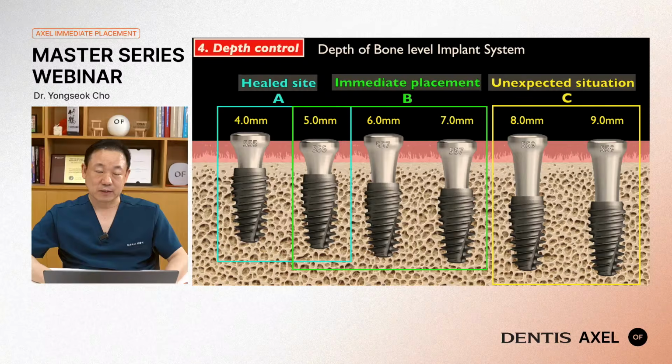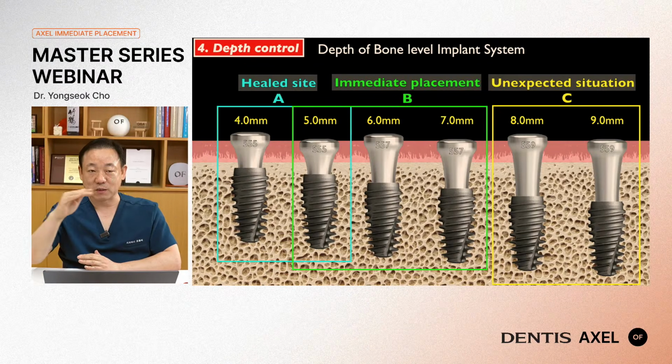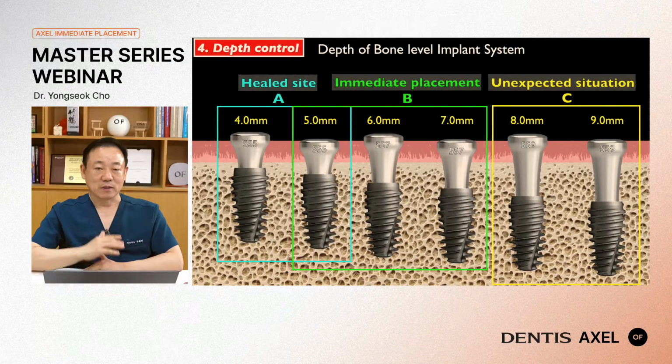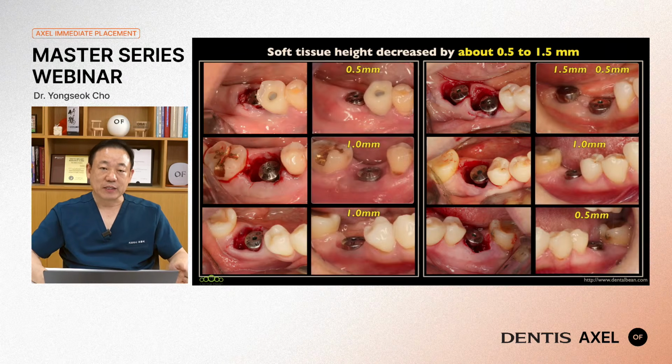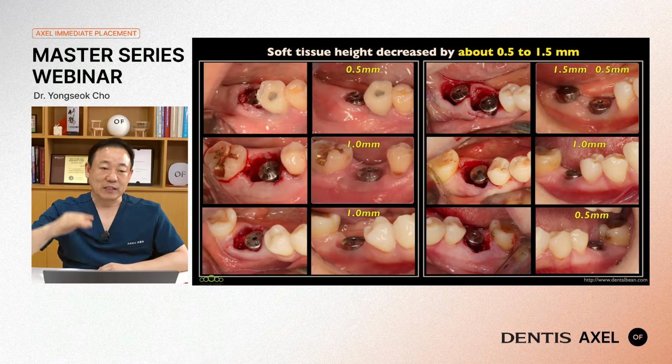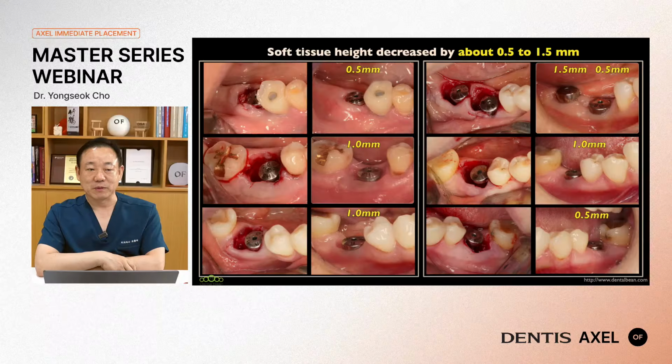Okay, so in our focus, immediate implant placement, try to place the implant minimum 5 mm, watching from the facial, buccal, gingival margin, and 6 or 7 is also a good depth. Here we can see the pictures immediately after implant installation. When time passes and soft tissue heals, we can see the height change. Okay, there is a resorption of tissue volume 0.5 to 1.5 millimeter.